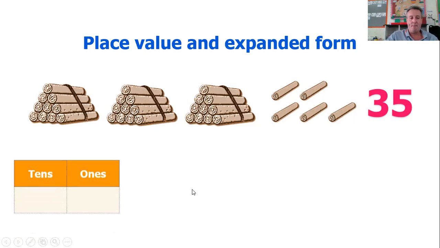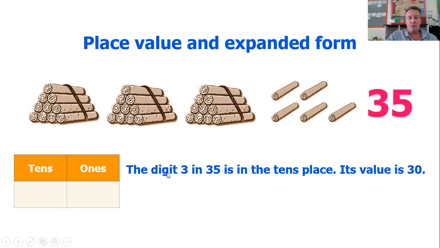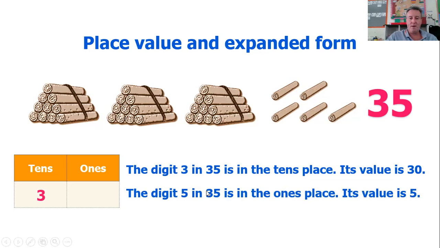Let's see how we get that. Our tens and our ones. So how many tens have we got? We've got 3 tens and 5 ones. When we see the tens, it's not just 3, it's 30. 3 tens is 30. And the 5 is in the ones place, so it's 5.